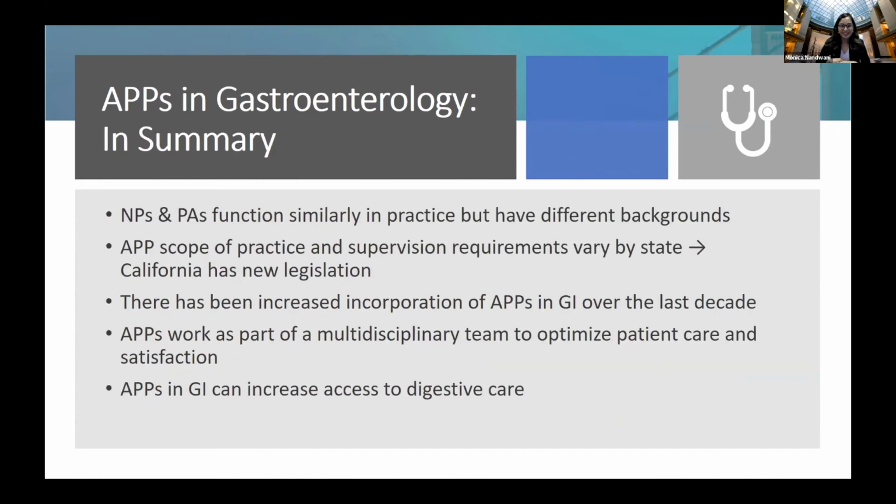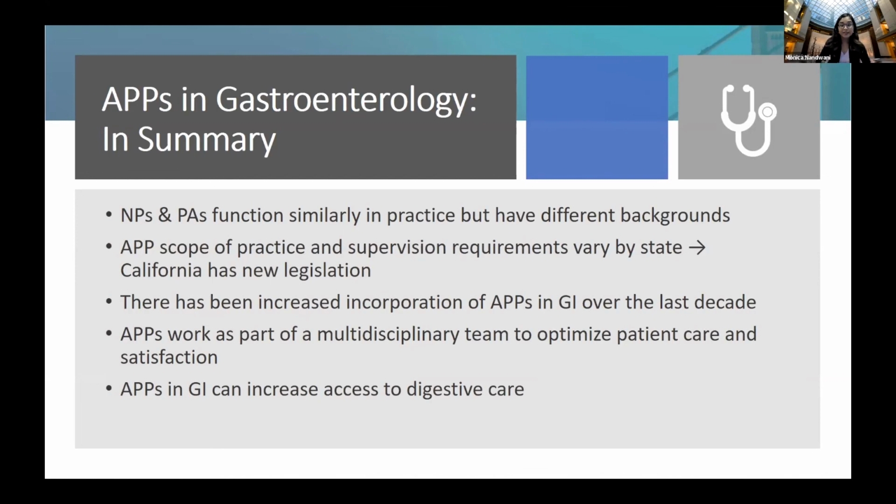So in summary, NPs and PAs function similarly in practice, but we have different backgrounds. APP scope of practice and supervision requirements vary by state, and California has new legislation, SB 697 and AB 890, that was passed this year.